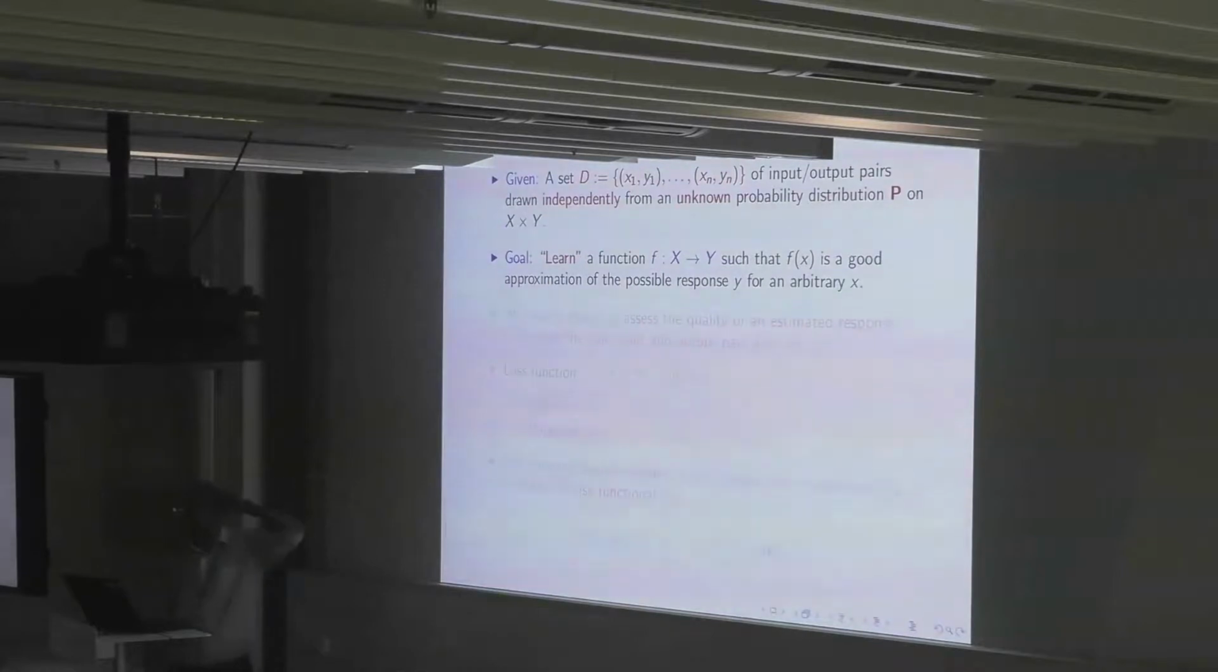So the framework of statistical learning is as follows. Let's say you have a set D of input-output pairs, which are given to you, drawn independently and IID from some unknown distribution P, and this distribution P is defined jointly on the spaces X cross Y.